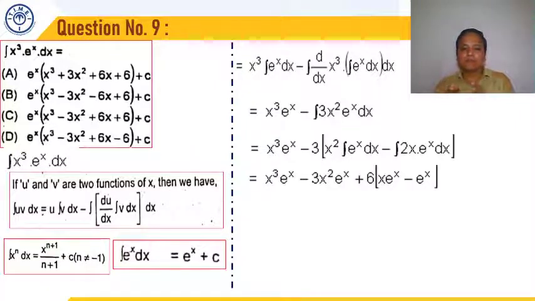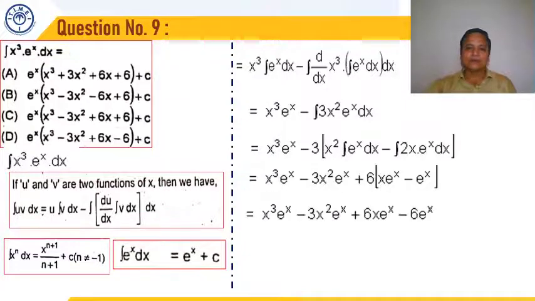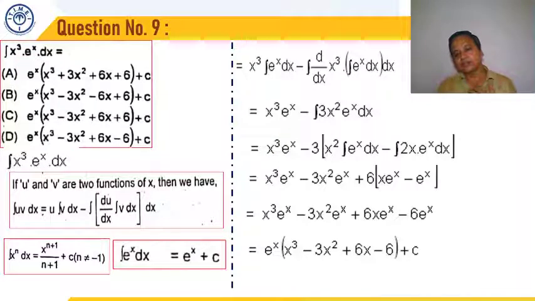So we are applying this formula wherever a product comes, but we have to choose which function has to be taken first and which has to be taken as second. Now we simplify this expression. The first term becomes x cube e to the power x minus 3x square e to the power x plus 6x e to the power x minus 6 e to the power x. Only the term e to the power x comes out common throughout. So we take e to the power x as common. So it reduces to x cube minus 3x square plus 6x minus 6.